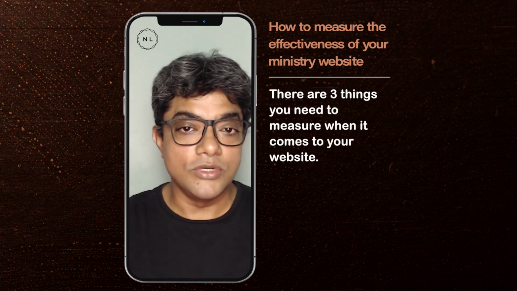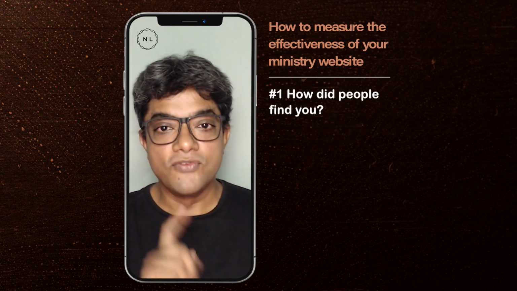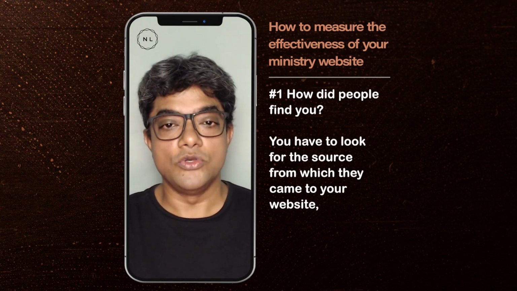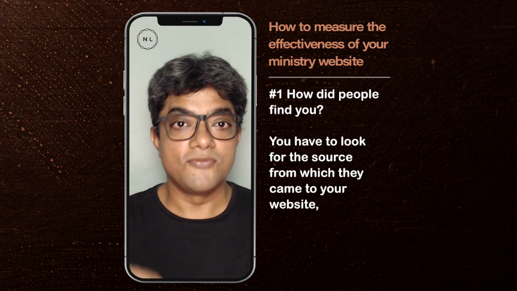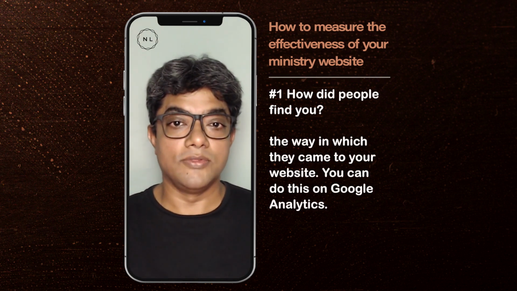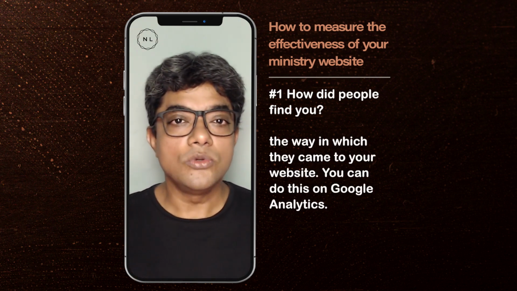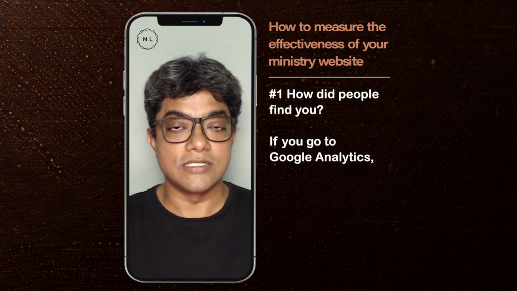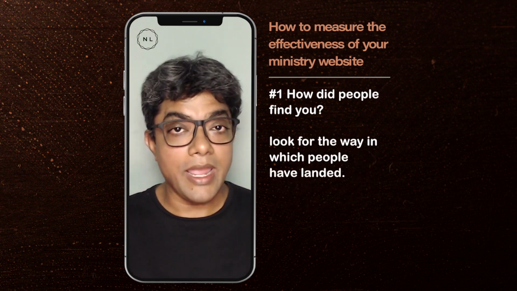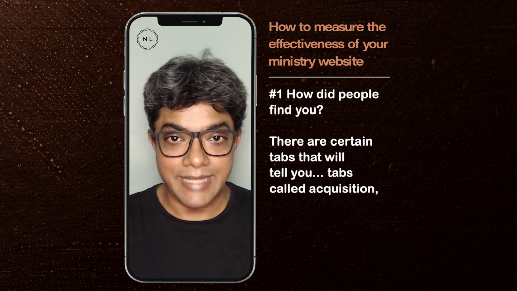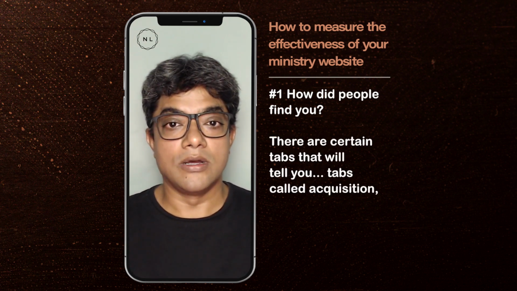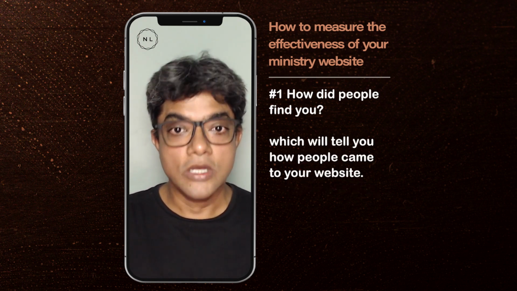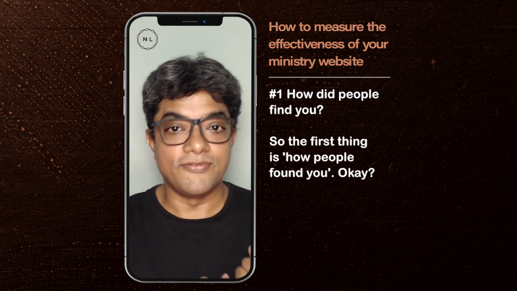There are three things you need to measure when it comes to your website. First is, how did people find you? Right? How did people find you? So you have to look for the source from which they came to your website, the way in which they came to your website. You can do this on Google Analytics. So if you go to Google Analytics, look for the way in which people have landed. There are certain tabs, called acquisition, which will tell you how people came to your website and so on. So the first thing is how people found you.